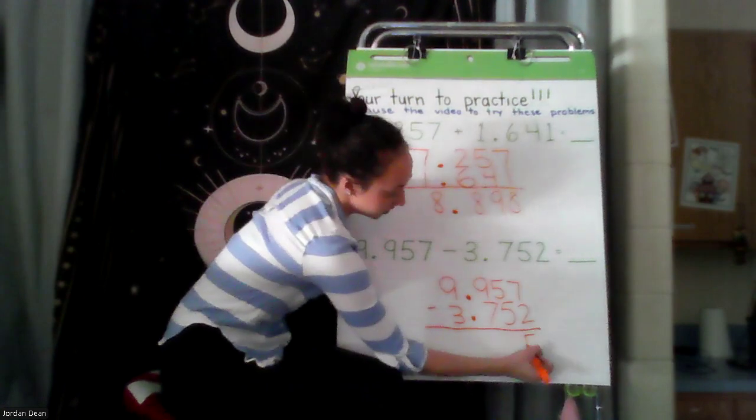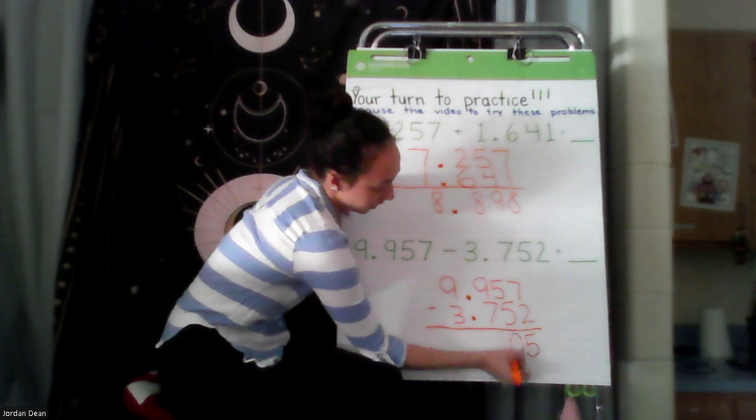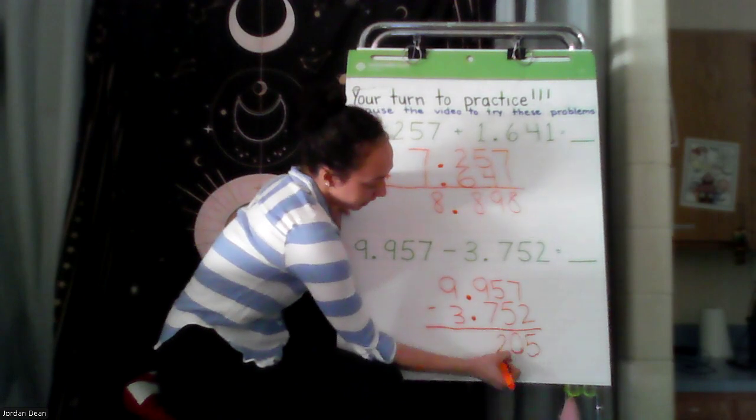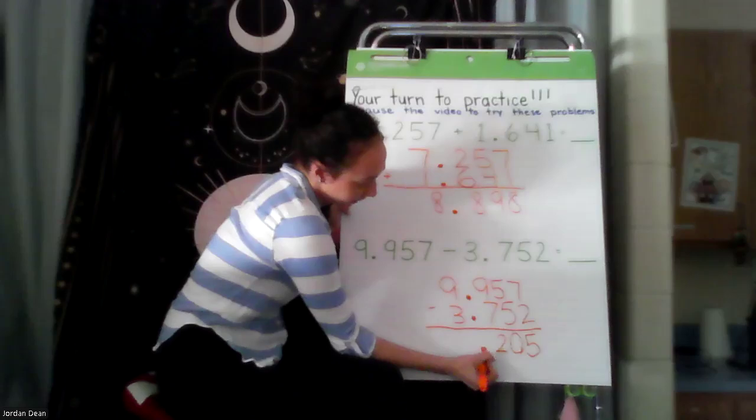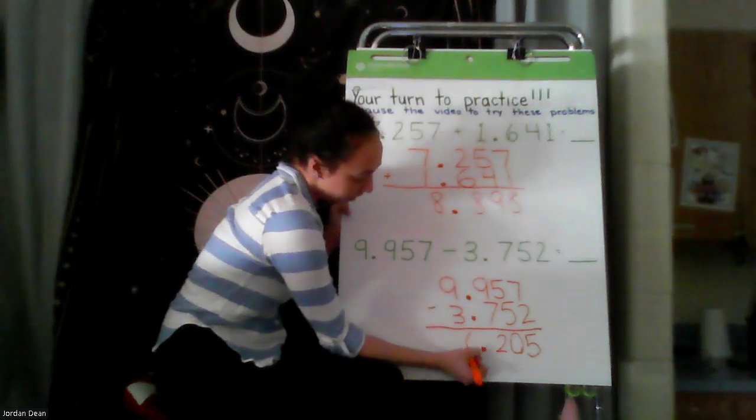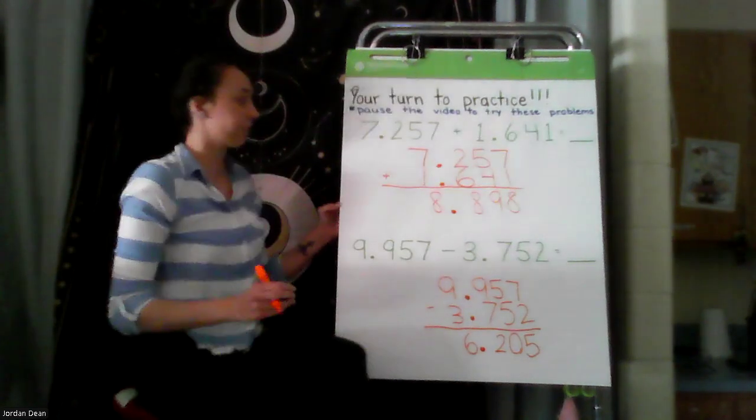7 minus 2 would give us 5. 5 minus 5 is 0. 9 minus 7 is 2. Bring down that decimal. 9 minus 3 would give us 6.